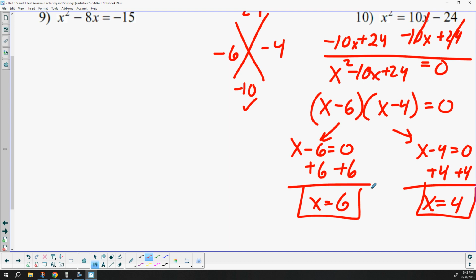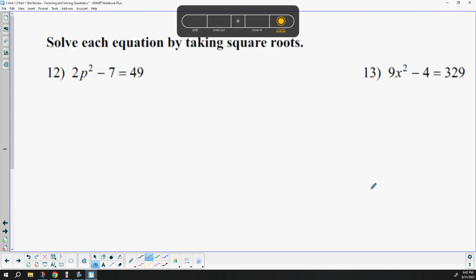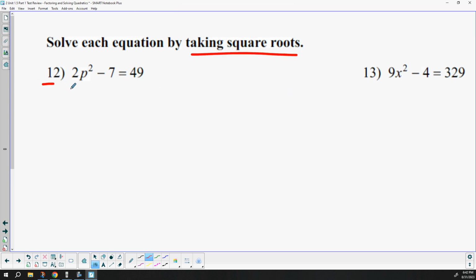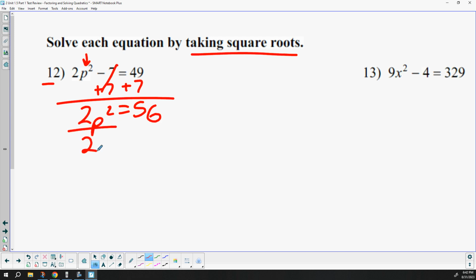Let's see here. We got taking square roots. We got a 12 here. We're going to need to get that guy by itself. So add 7 to both sides. Gives us a 56 on that side. Those cancel. 2p squared. Again, order of operations, getting p squared by itself. They're being multiplied here, so we got to divide.